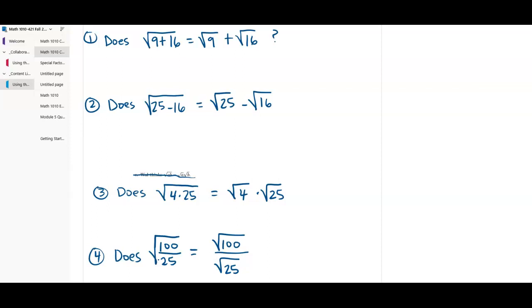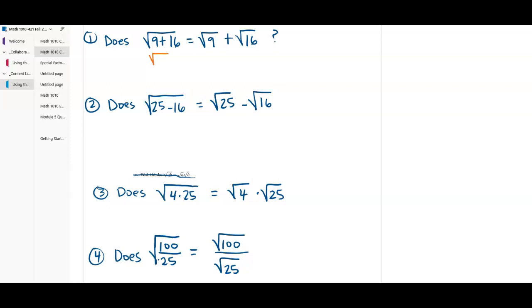Ooh, Braxton, you seem pretty animated about that one. Why do you think that's no? How did you determine that? Because when you add 9 and 16, you are going to get a different square root than when you do them separately.